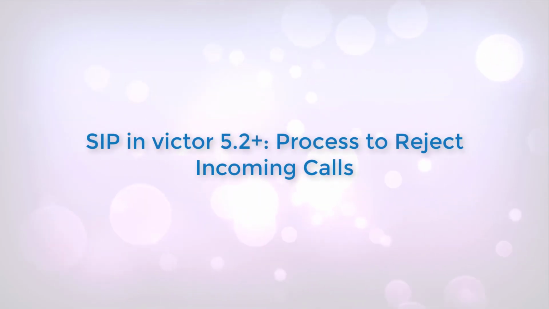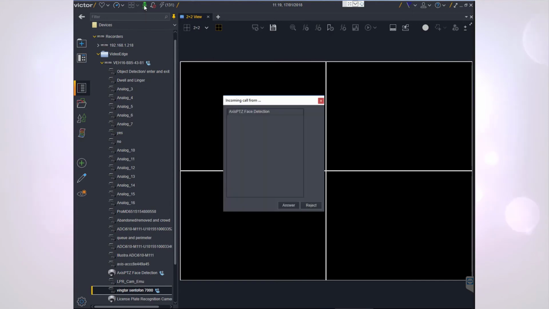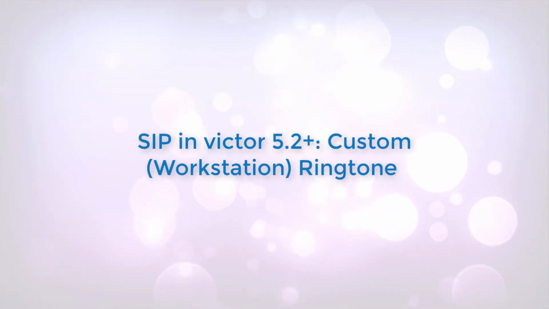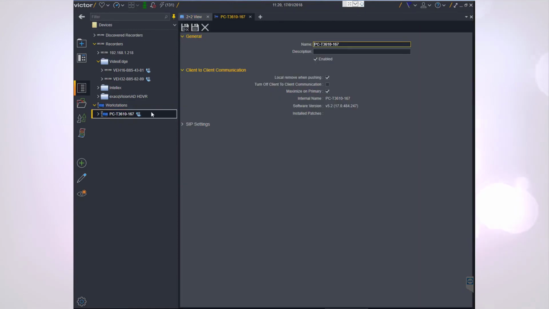It's also worth noting that the process to reject incoming calls is now to press the microphone icon and select the Reject button. The ringtone for incoming calls can also be configured on a per workstation basis. Simply right-click the workstation, select Edit, and in the SIP setting fields, click Custom, and then any audio file of .wav format can be selected as the ringtone.